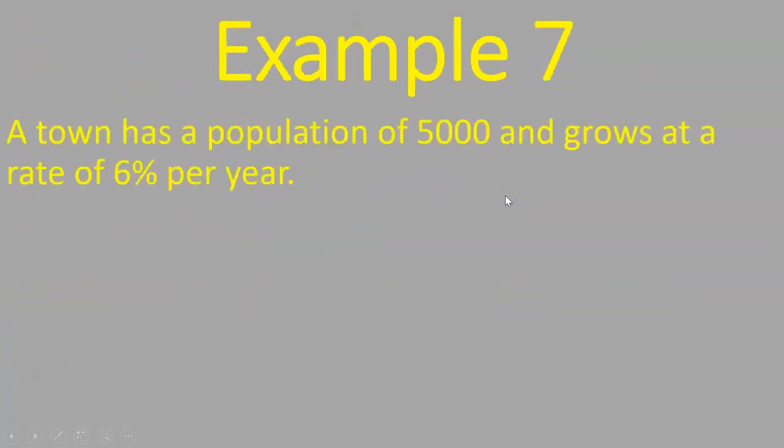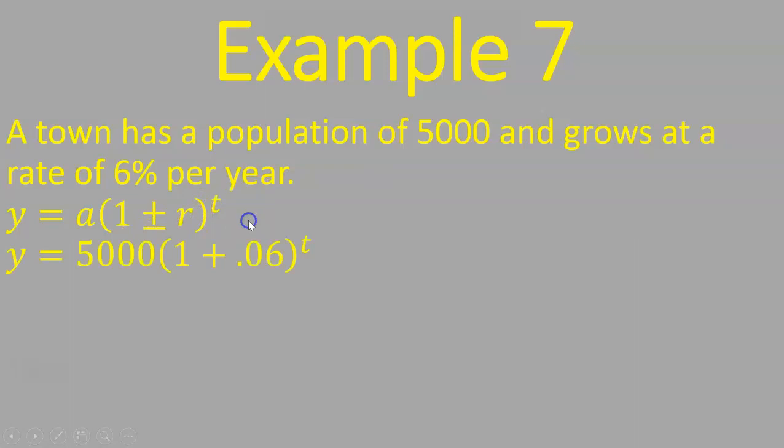Okay, so example with that: a town has a population of 5,000 and grows at a rate of 6% per year. So here's your format again. Filling in the blanks, the initial amount is 5,000. I cannot do add and subtract. I must choose. Here I choose to add, specifically 6%. Remember, 6% is 0.06. The percent symbol literally means divide by 100.